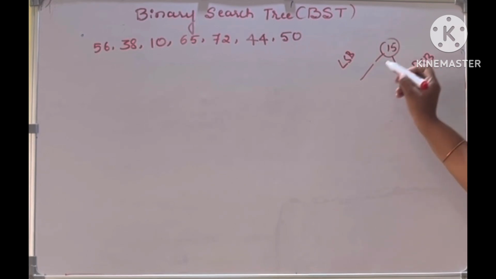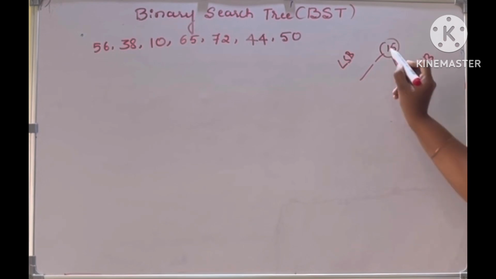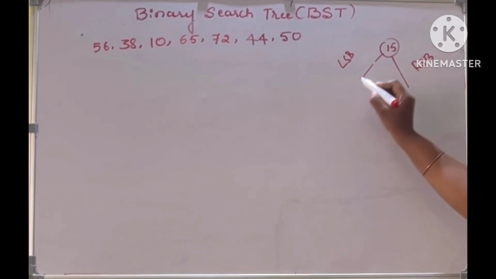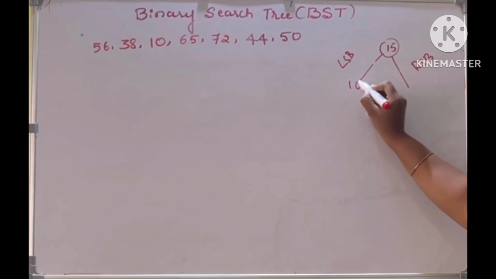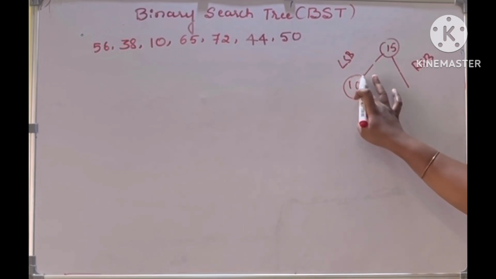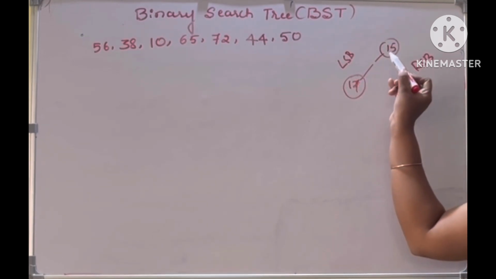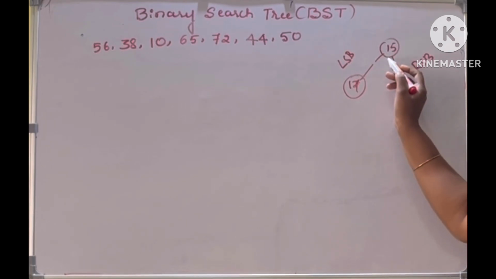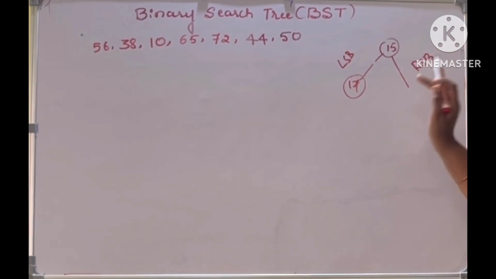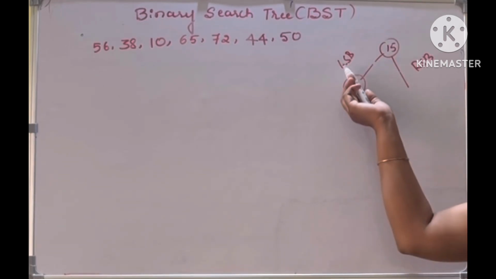The left subtree should be lesser than the root node. Suppose I take a 10 here; I should not take anything more than 15. I can't take 17 or 20, because 17 is greater than this root node. So I should take a value lesser than this parent node. I can take 10 here. 10 is in the left subtree.